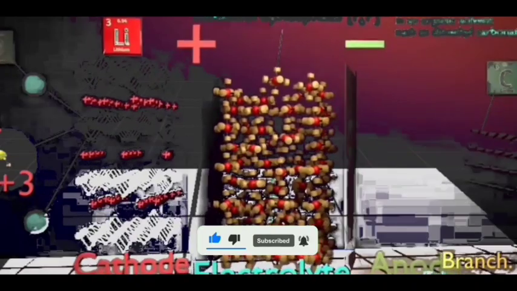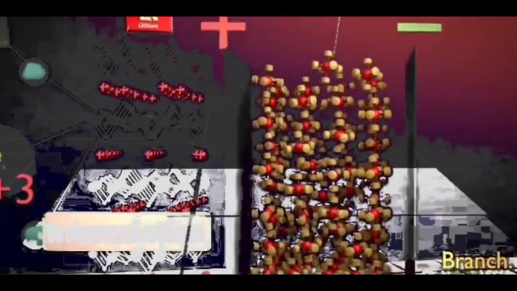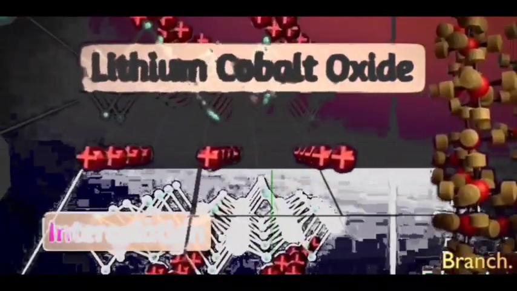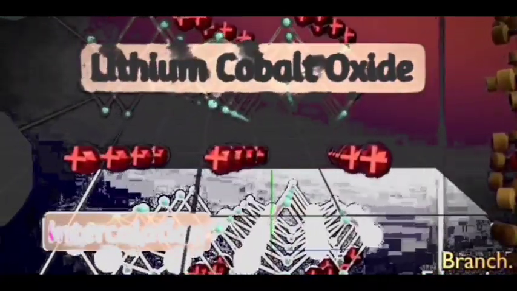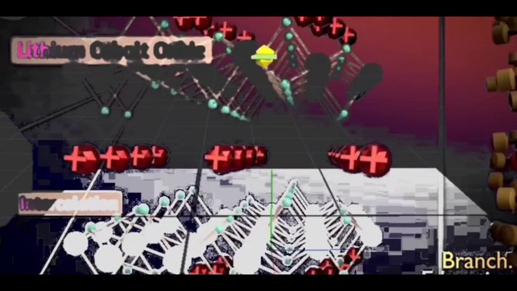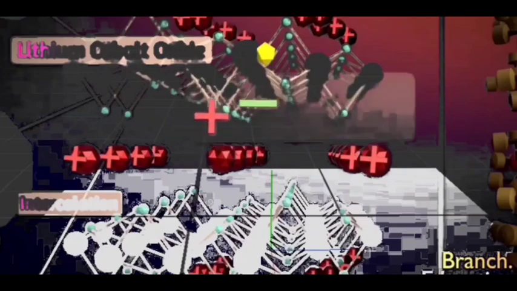When lithium gets to the cobalt side, it again wedges itself, or intercalates, with the cobalt and oxygen to become lithium cobalt oxide. The lithium isn't regaining its electron, that electron went to the cobalt. It's just balancing out the charge buildup.